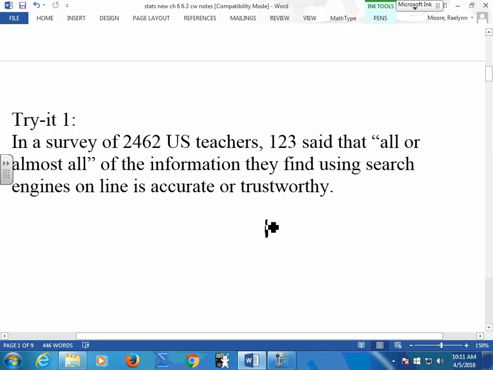But our P hat says part over whole. 123 over 2462. How do I convert this to a decimal? How do I get a decimal out of that? Divide. Divide it.